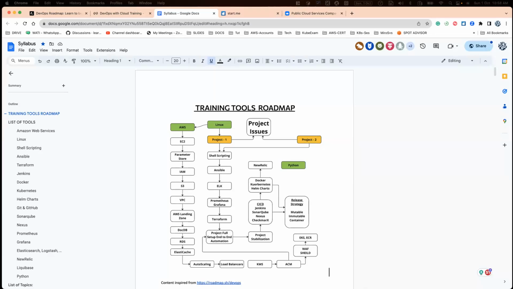Would they prefer someone with 2 to 2.5 years of experience to take up a DevOps engineer role, or would they prefer 4+ years of experience? No need, 2 is fine.